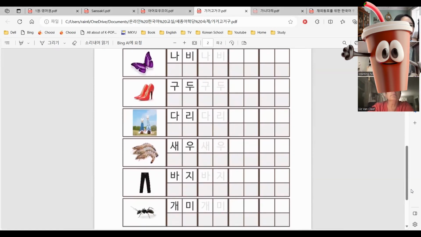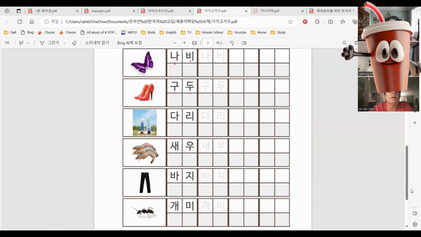Let's check that out. Can you read? 나비. Okay. Can you read? Try that. 구두. Right. 구두 is shoes. Shoes. 구두 is not sneakers.